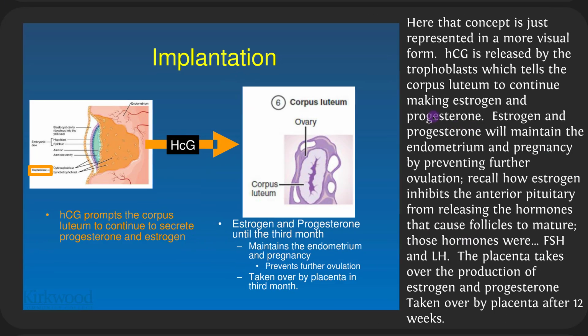Here, the concept is just represented in a more visual form. So HCG is released by the trophoblast, which tells the corpus luteum to continue making estrogen and progesterone. Estrogen and progesterone will maintain the endometrium and the pregnancy by preventing further ovulation. So recall how estrogen inhibits the anterior pituitary from releasing the hormones that cause follicles to mature. Those hormones are FSH and LH. So by continually producing estrogen, you're going to inhibit FSH and LH, and the cells won't develop, so you won't have primary follicles growing up at this point. The placenta will eventually take over the production of estrogen and progesterone at about 12 weeks.